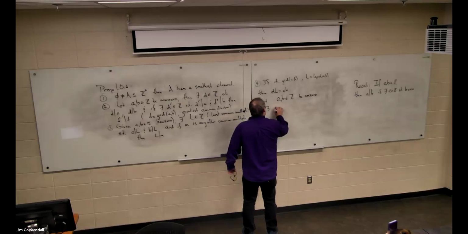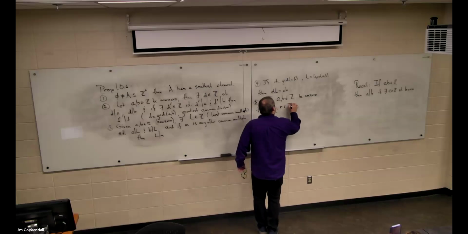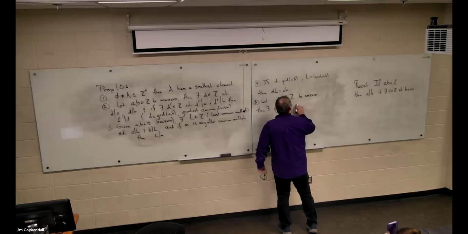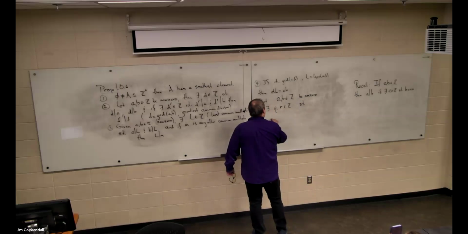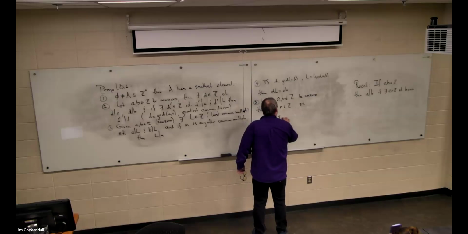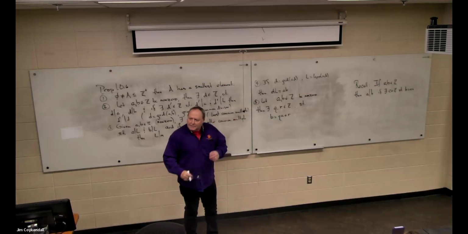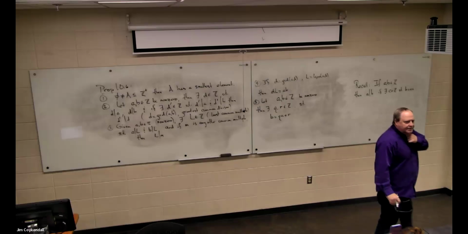Then there exists Q and R in Z such that B equals QA plus R. And anybody know what condition I can force R to have?